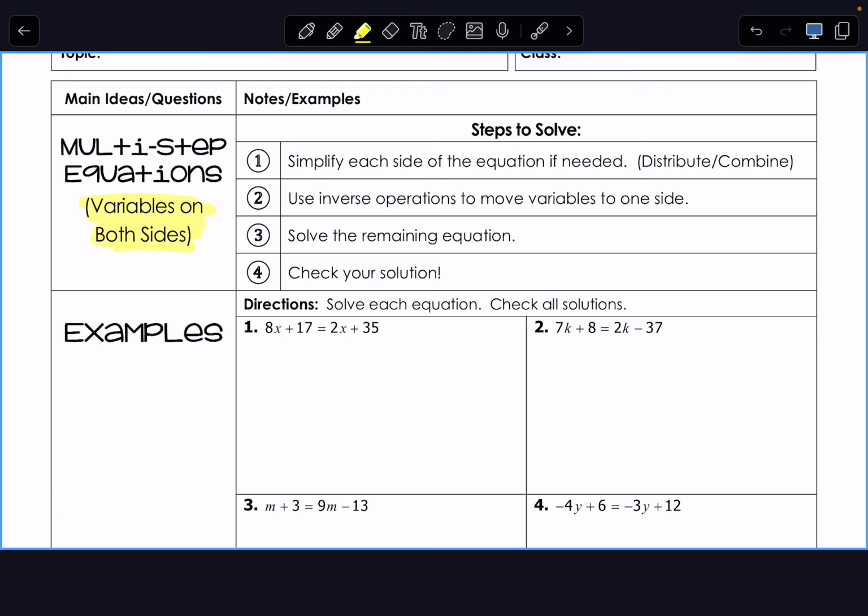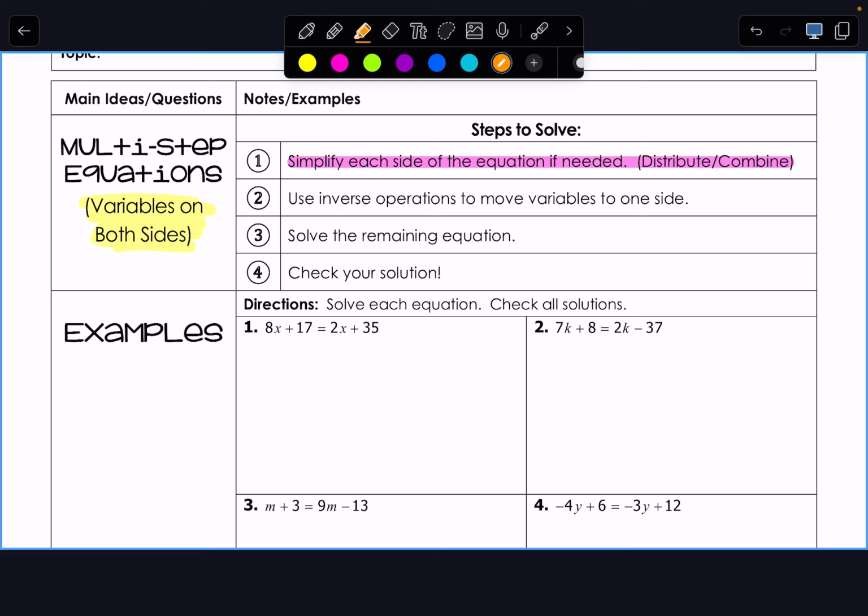So first thing I need you to look for is, is there anything that you need to distribute? Or are there any like terms that you need to combine? What is our tip for I need to distribute? What do we need to look for? Parentheses. If there's parentheses, we know that maybe we have to distribute. If you have more than two terms, it may be a possibility that we have like terms we need to combine.